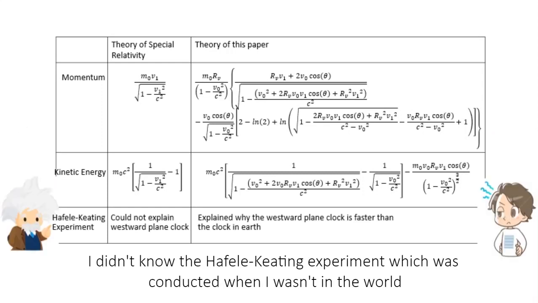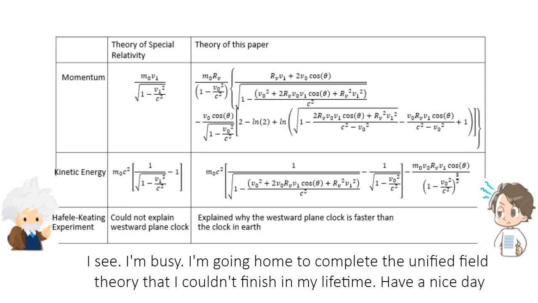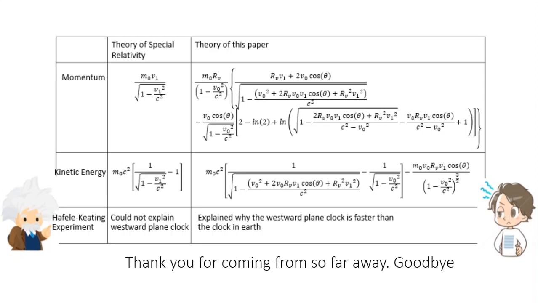I didn't know the Haffel-Keating experiment, which was conducted when I wasn't in the world. I can explain why the westward flight time was faster than the time at the airport. The calculations based on my theory agree to some extent with the Haffel-Keating experiment results. I see. I'm busy. I'm going home to complete the unified field theory that I couldn't finish in my lifetime. Have a nice day. Thank you for coming from so far away. Goodbye.